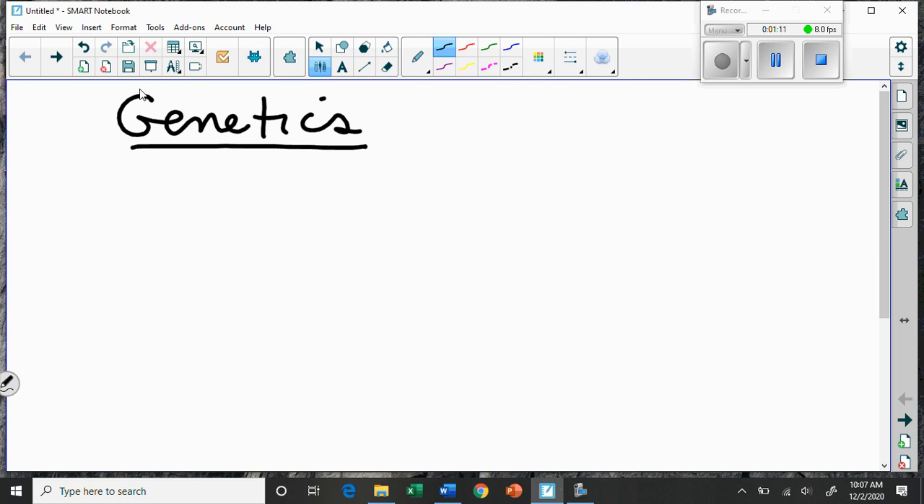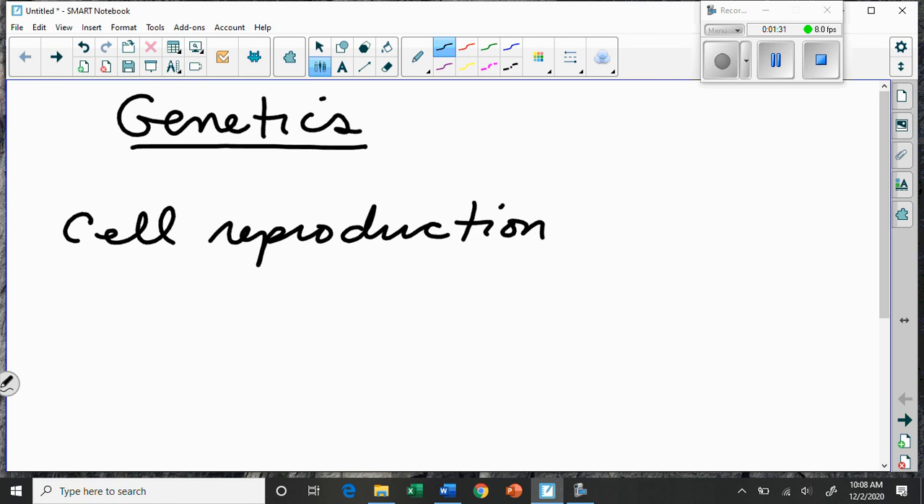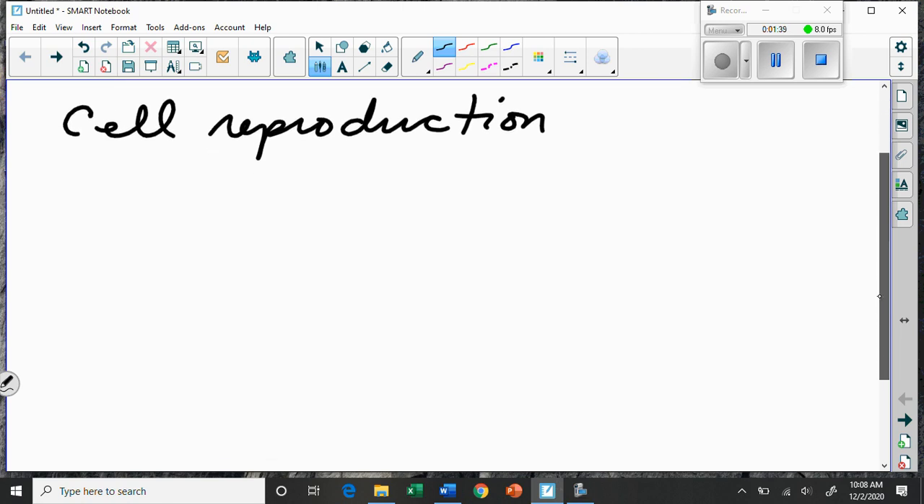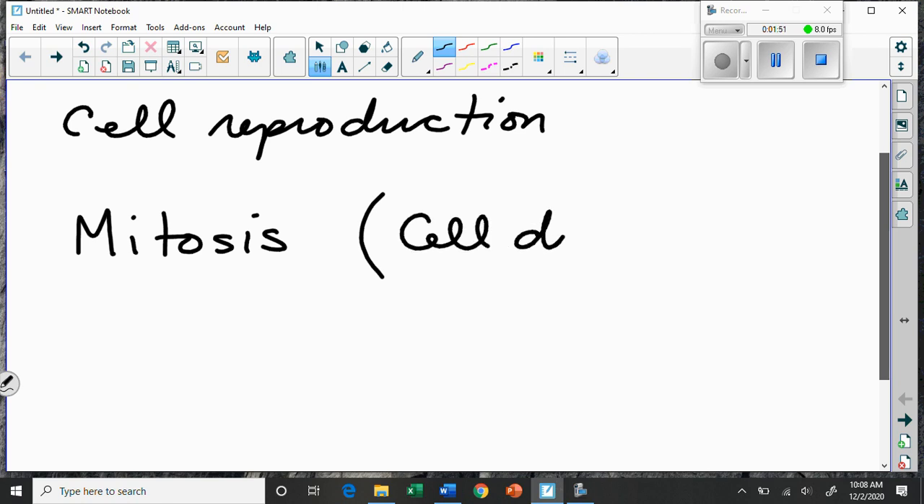But before we dive into that, we're going to review a couple of important processes. What we're going to basically talk about is cell reproduction, because in order to pass on your genetics, it has something to do, of course, with reproducing. There's basically one way that cells reproduce themselves, and then there's another variation of that when we get into sexual reproduction. So the first type of cell reproduction is called mitosis, and it's sometimes just referred to as cell division.